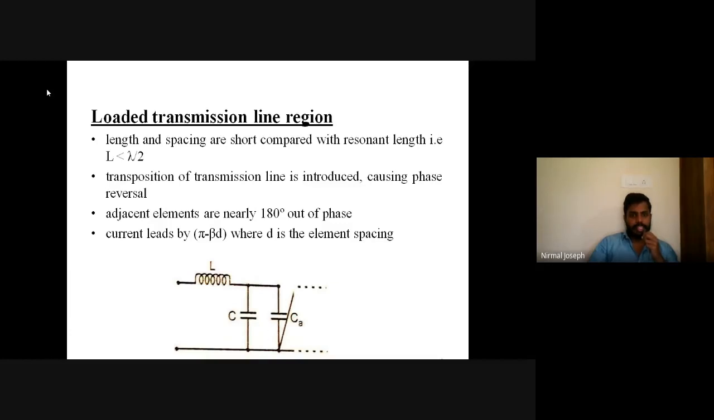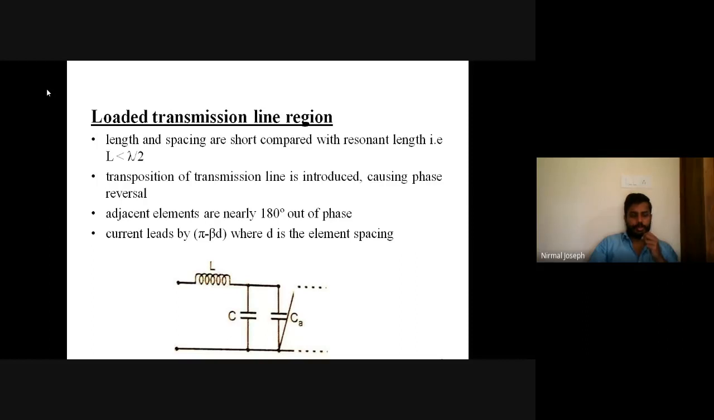Length and spacing are short compared with the resonant length. Here it is short, but not too short. You can say L is less than lambda by 2, L is not much less than lambda by 2. Transposition of transmission line is introduced, causing a first reversal. Here you can see that transposition.